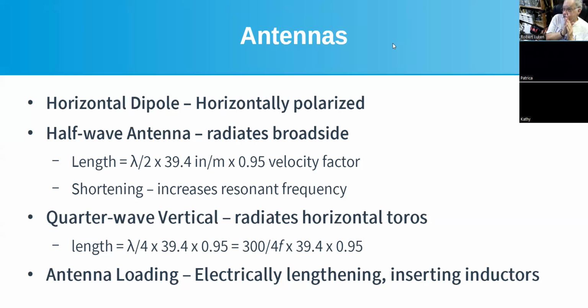So in order to do any of this, you need an antenna. One of the simplest ones is the horizontal dipole, which, because it's a horizontal wire stretched parallel to the earth, is horizontally polarized. So you get this radiation pattern that's broadside to the wire. In other words, if your wire was running north to south, your radiation is going to be east and west.